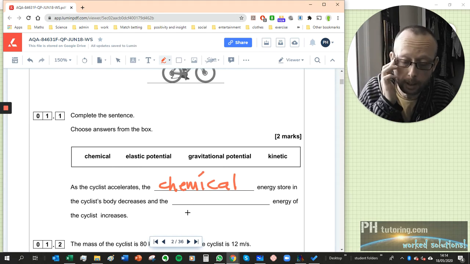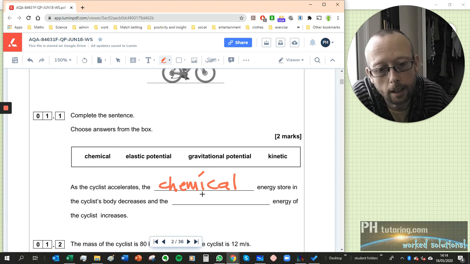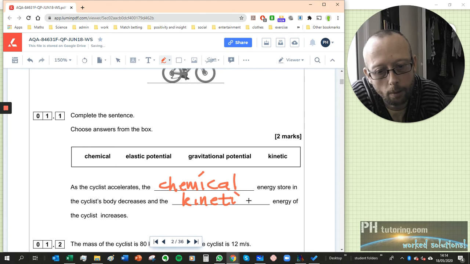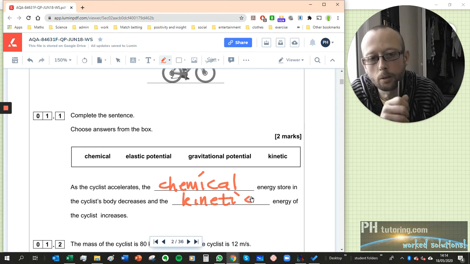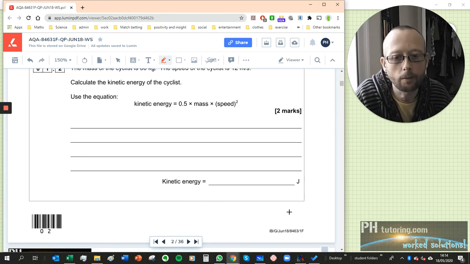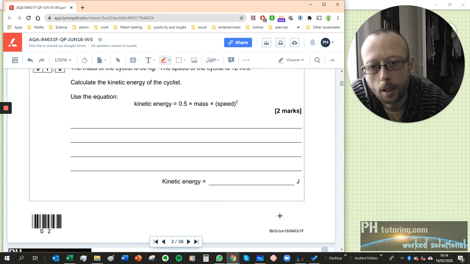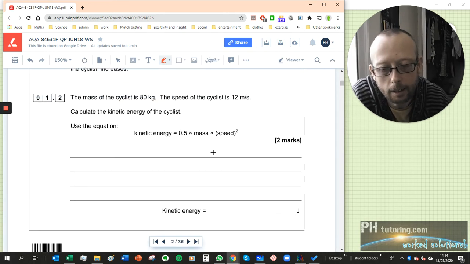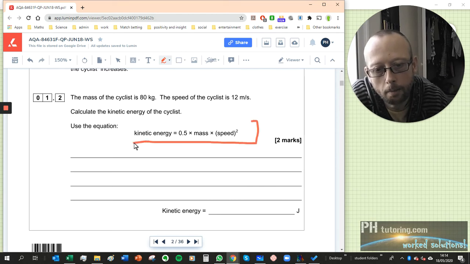The cyclist's body decreases, and the something energy of the cyclist increases. So he's got faster, so it's kinetic energy. Kinetic energy is the energy caused by movement. If something is moving, it has kinetic energy by definition. So how to calculate that kinetic energy? Well, it gives you the formula here.